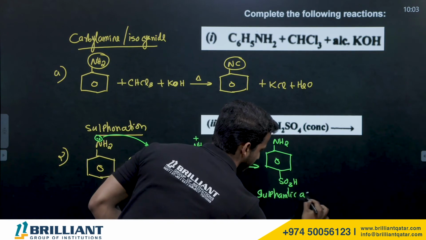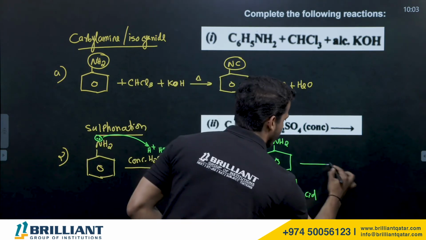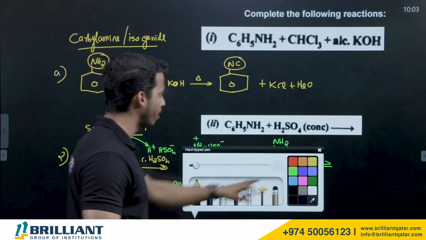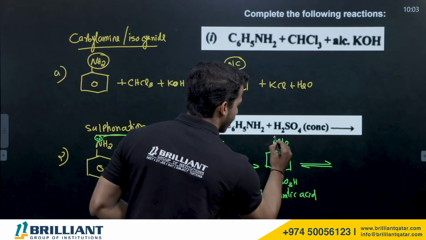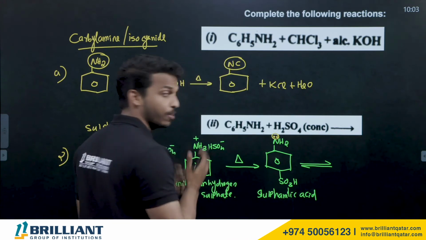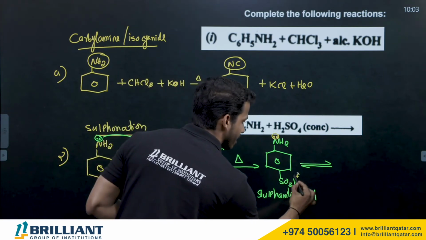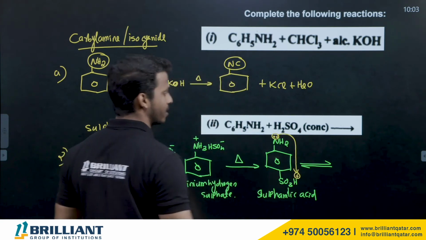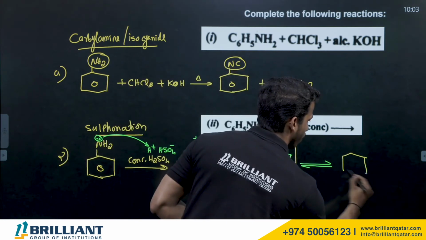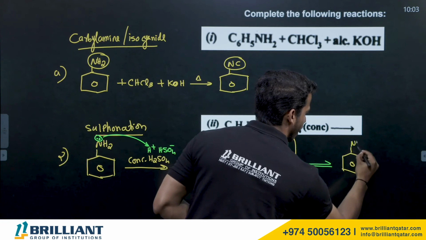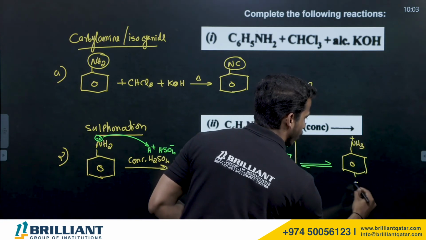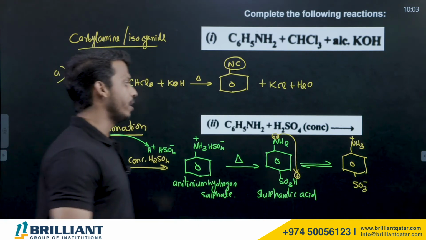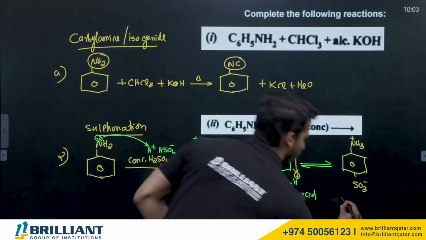Sulfanilic acid can exist in a zwitter ionic form. You know what is a zwitter ion? Dear student, again, nitrogen having a lone pair is basic in nature. This hydrogen is acidic in nature. So by donating this lone pair, it can take this H plus ion back. So you will get the compound: NH2 becomes again NH3 plus, and below you have SO3 minus. This compound is the zwitter ionic form.